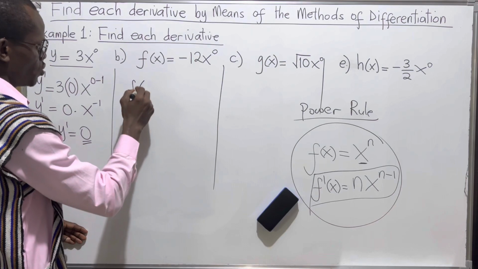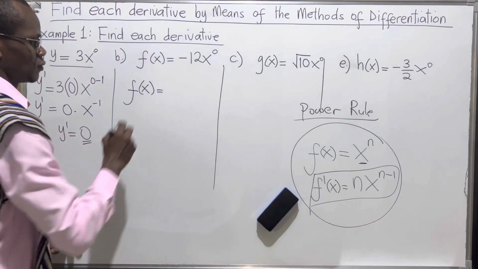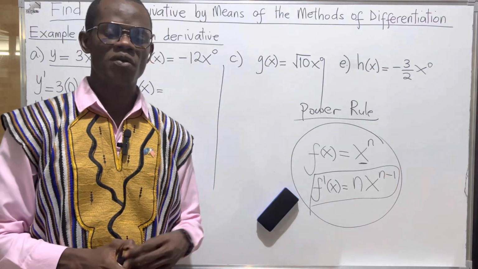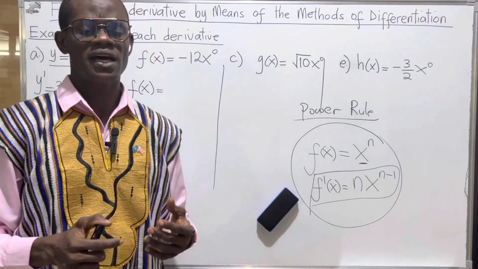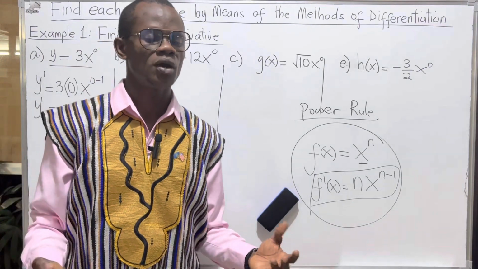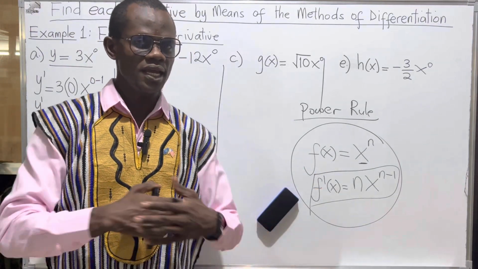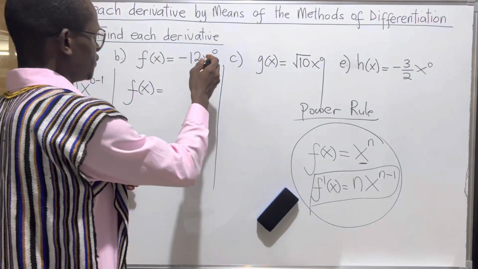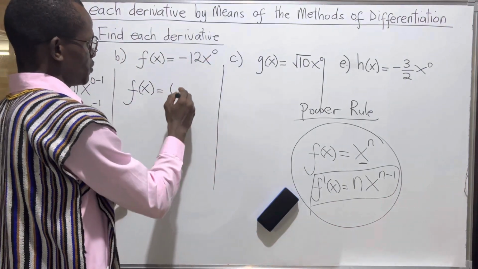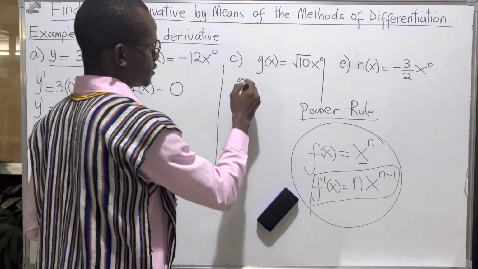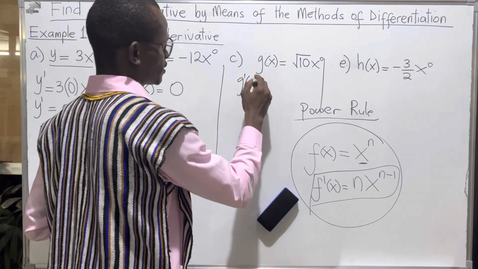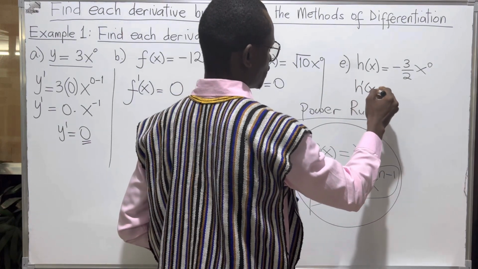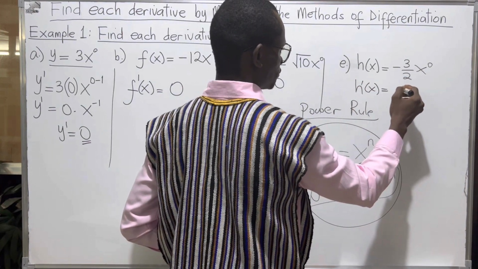Therefore, we conclude that the derivative of a constant, according to our previous video, we said that the derivative of any constant, any number, is just equal to 0. So the derivative of this constant is 0, the derivative of this constant, g prime of x, is 0, and the derivative of this constant is 0.